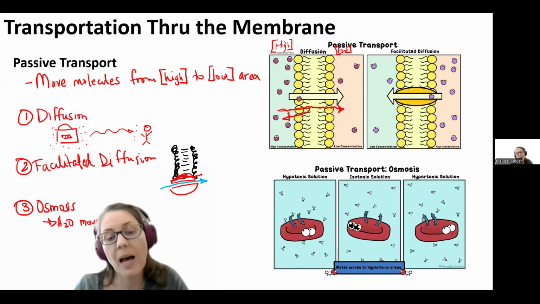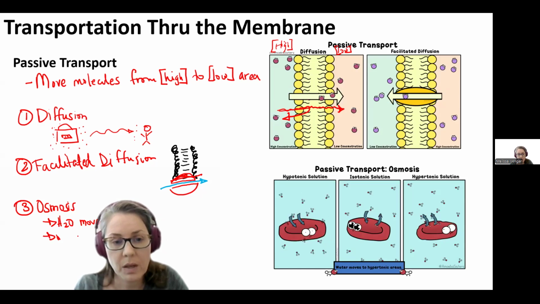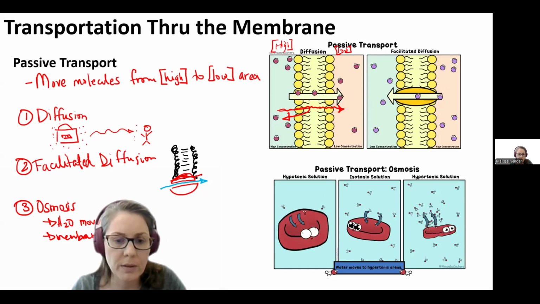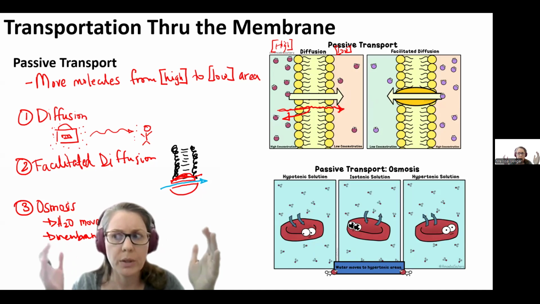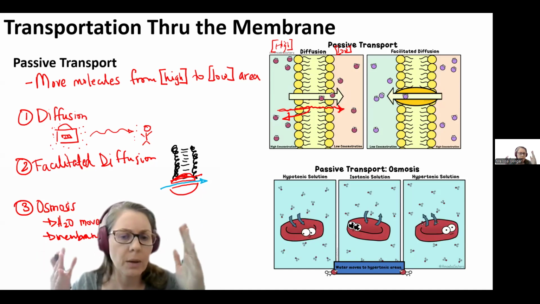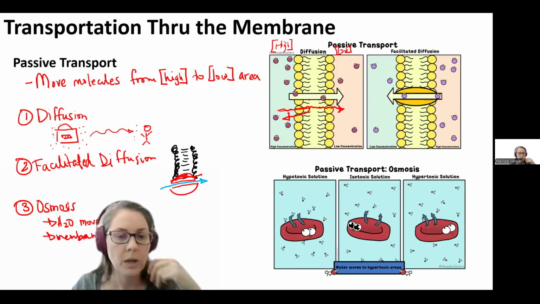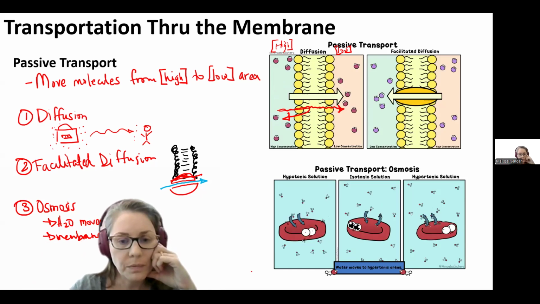You have to have a membrane, because you can't move water from one place to another place if both places are water. I can't move water from one area to another area if both places are water. I have to have something between them and I have to have a difference in water concentration. So I have to have that membrane for osmosis.